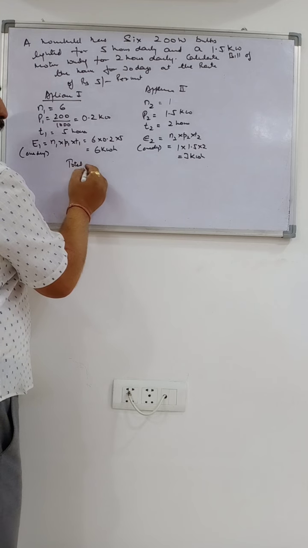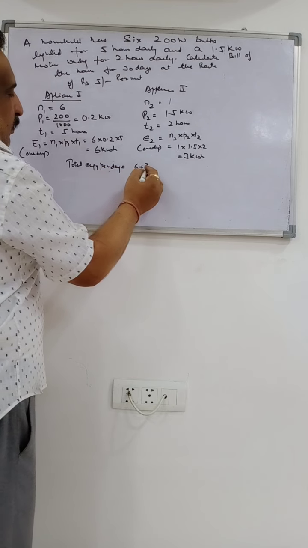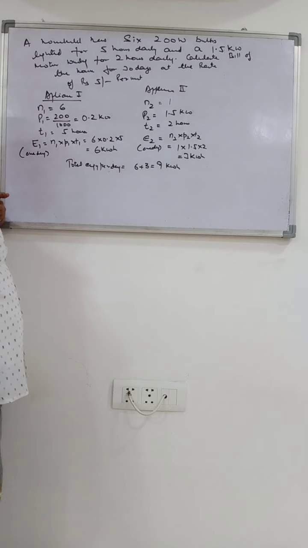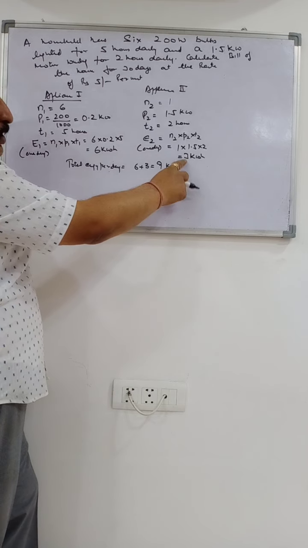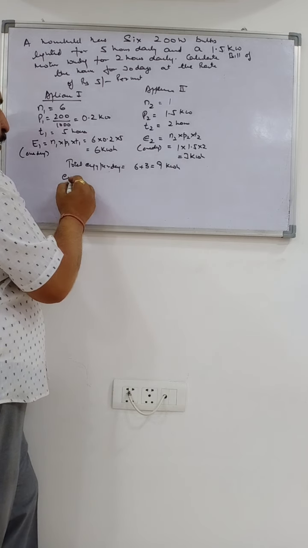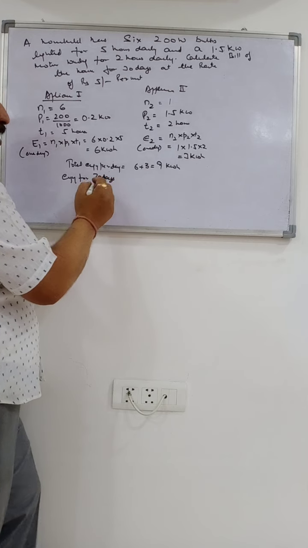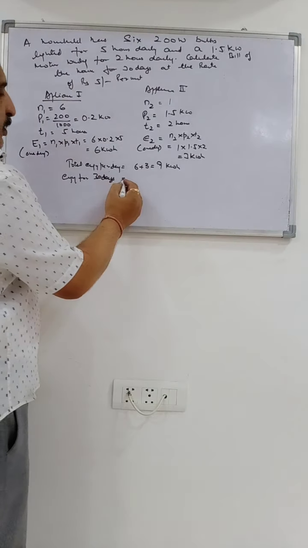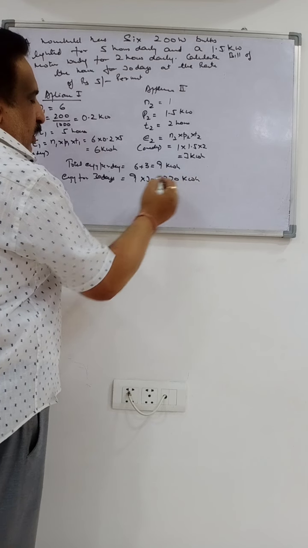So what is the total energy per day? 6 plus 3 is equal to 9 kilowatt hour per day. Energy for बेटे 30 days की energy क्या होगी? You will multiply this by 30. So it will be equal to 9 into 30, 270 kilowatt hours.